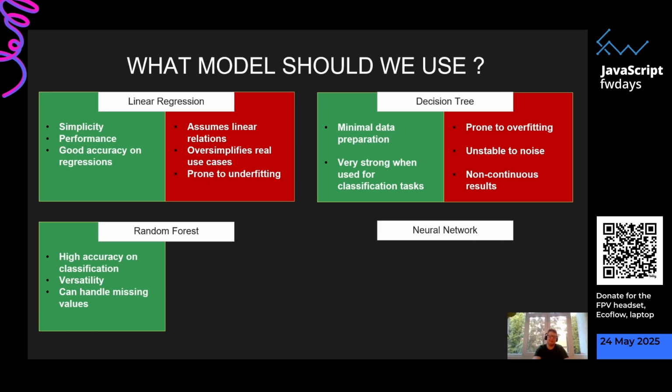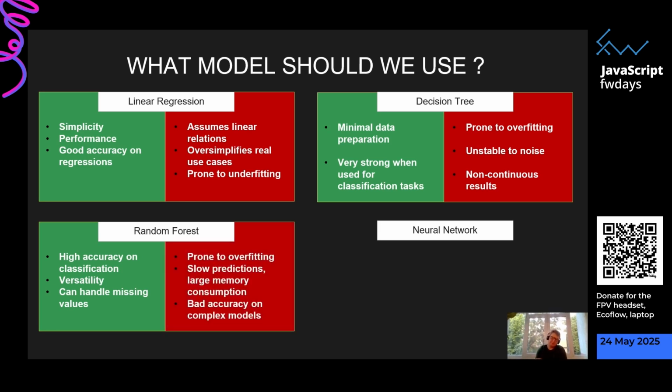So we have the random forest. Random forest tries to actually fix some of the issues that the decision tree has. It's a collection of trees, I told you. It has high accuracy on classifications, it's quite versatile, and can handle missing values, unlike the decision tree. But, there's a but, it's prone to overfitting, just like its child, the decision tree.